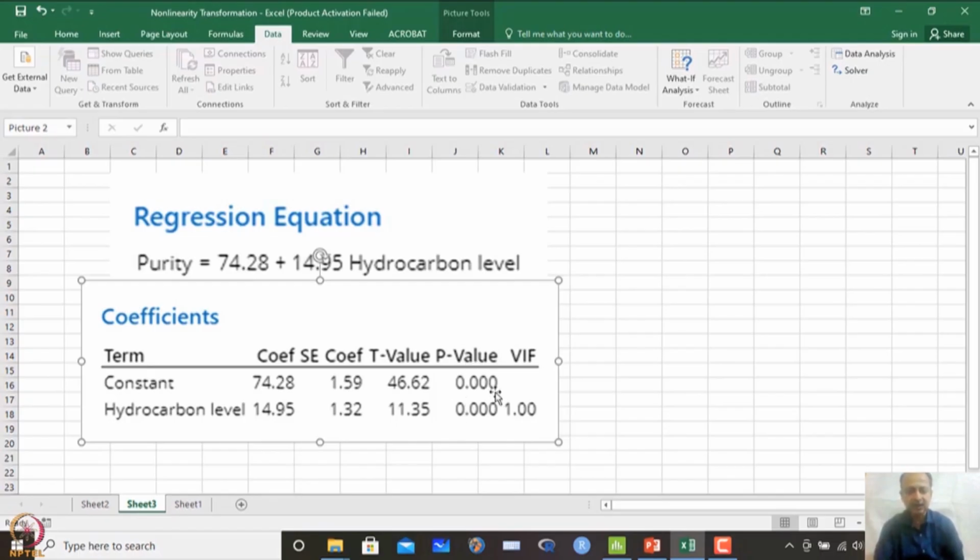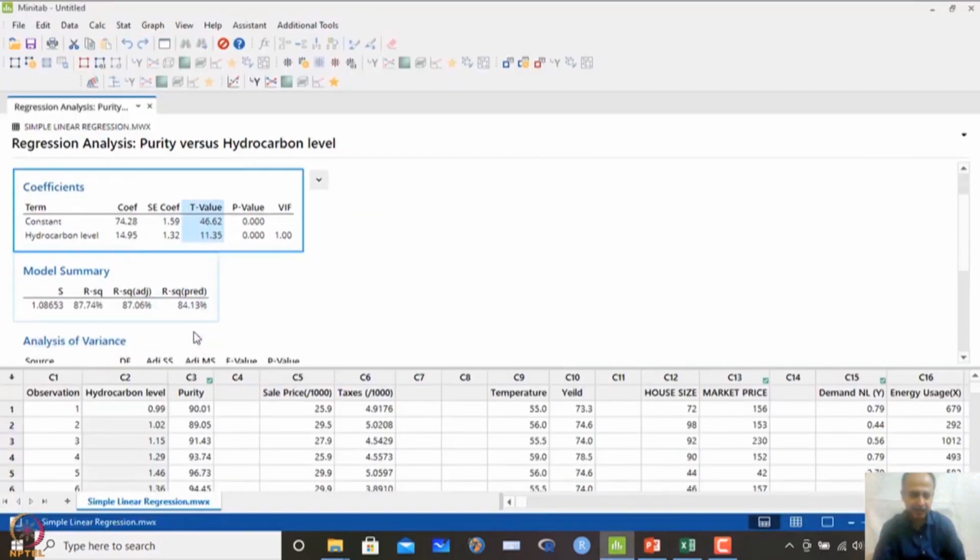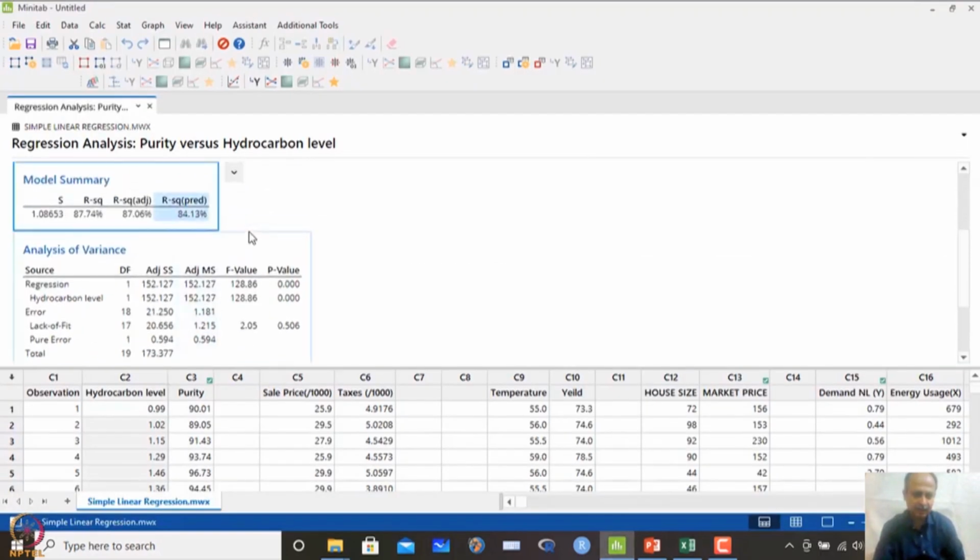P less than 0.05 will indicate that beta 1 is significant over here, and this is statistically significant. So, it is basically saying that there is a slope, and we can consider this hydrocarbon level as one of the variables which is explaining the variability of purity. Constant, that is beta 0, is also statistically significant, so we should retain beta 0. That is also signified over here, and then the model summary you will find over here.